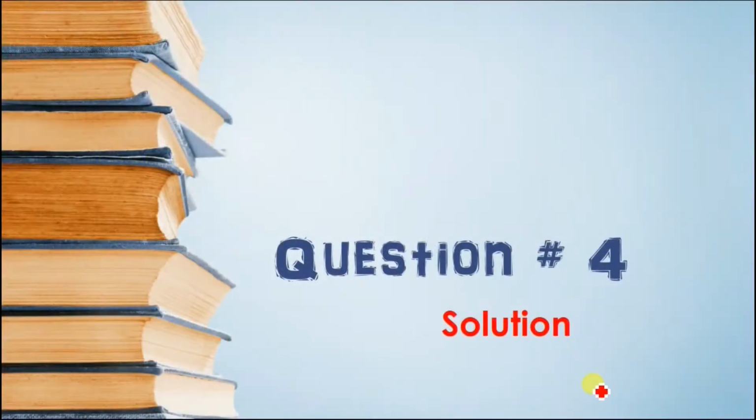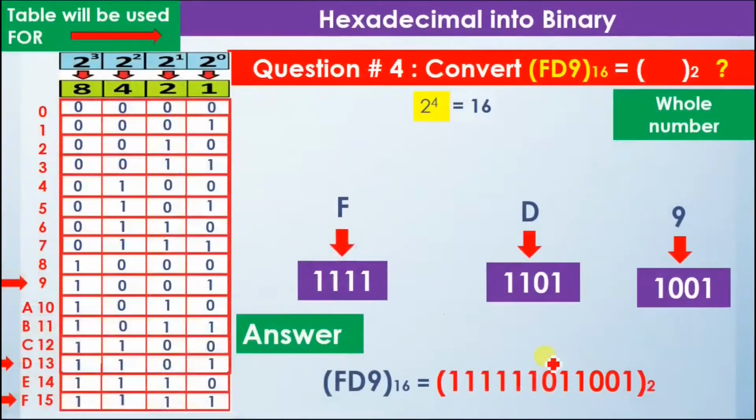Next we move to question number 4 solution. So in this question we have to convert a hexadecimal number into binary, and we are going to use the whole number for that. So we are given the number FD9 in hexadecimal and we have to convert it into binary. So we write the number FD9 here.